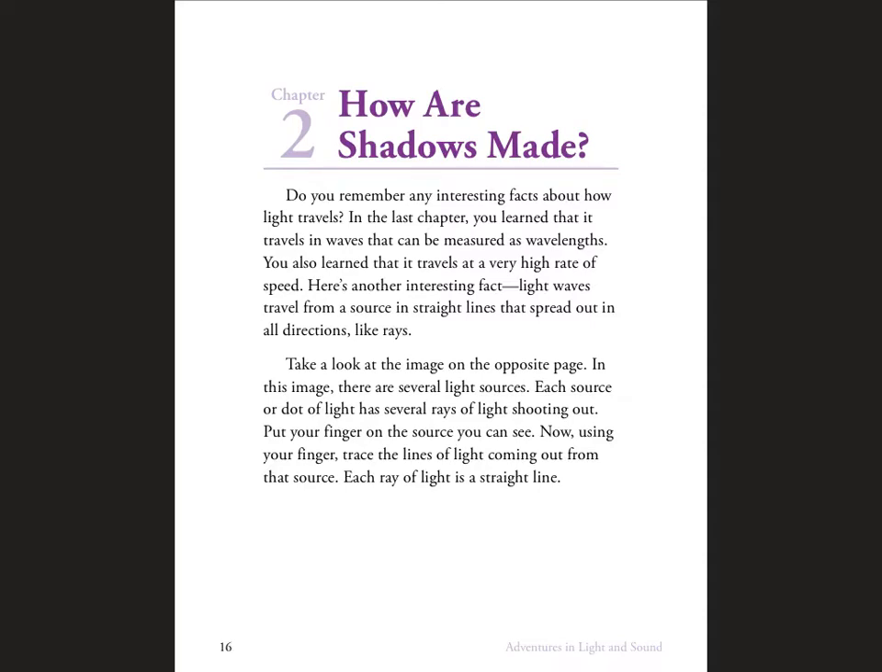Here's another interesting fact. Light waves travel from a source in straight lines that spread out in all directions like rays. Take a look at the image on the opposite page. In this image, there are several light sources. Each source or dot of light has several rays of light shooting out. Put your finger on the source you can see. Now, using your finger, trace the lines of light coming out from that source. Each ray of light is a straight line.